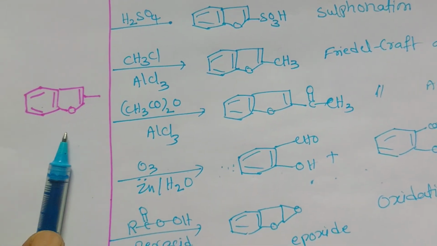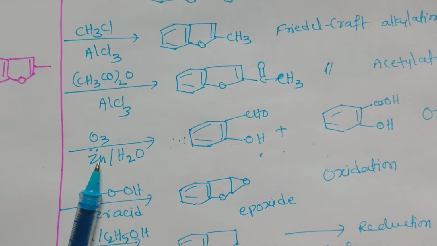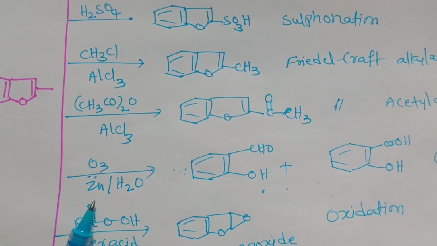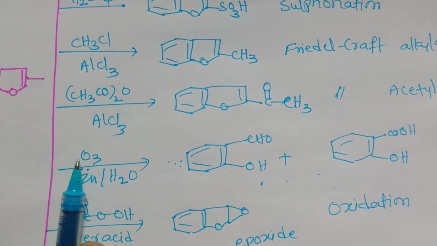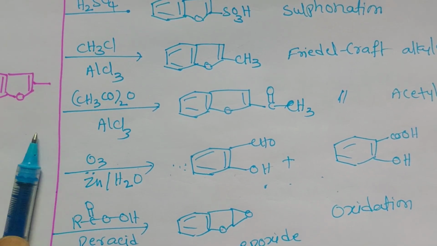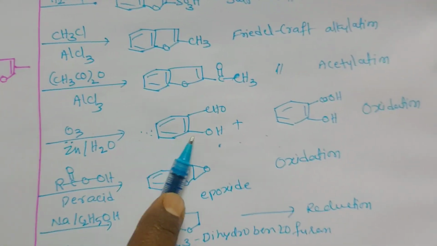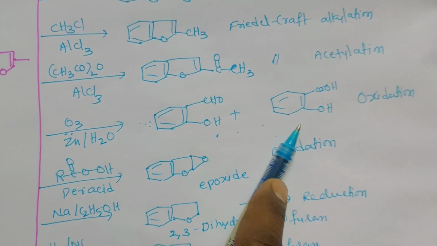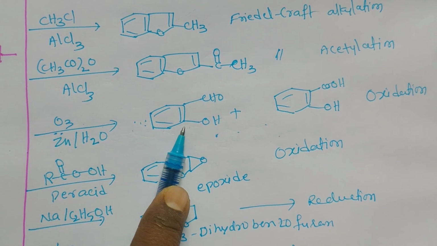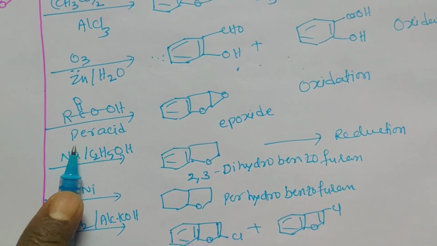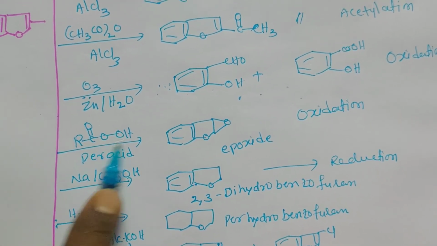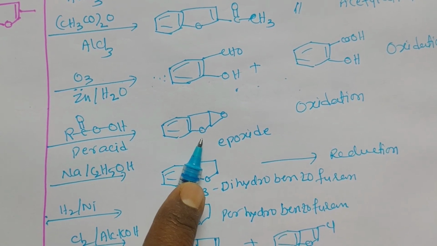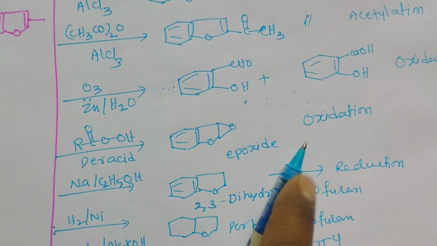And when benzofuran is treated with ozone in the presence of zinc, that means ozonolysis takes place, and we know very well that ozonolysis is one type of oxidation. No? So in the oxidation of benzofuran with ozone, we get salicylaldehyde as well as salicylic acid. And when benzofuran is treated with a peracid, that means peroxycarboxylic acid, we get the epoxide like this. So these two are examples of oxidation reactions.